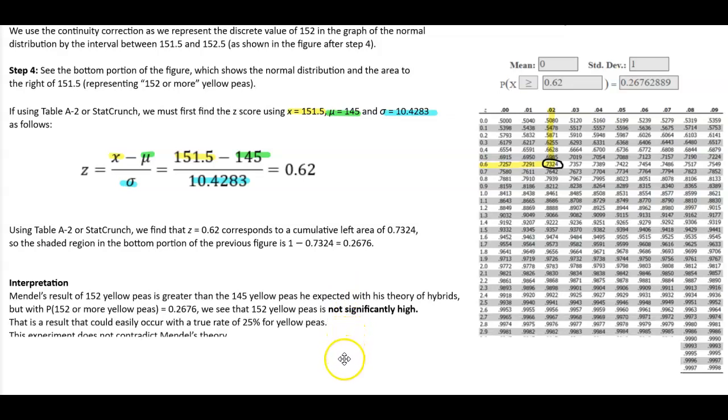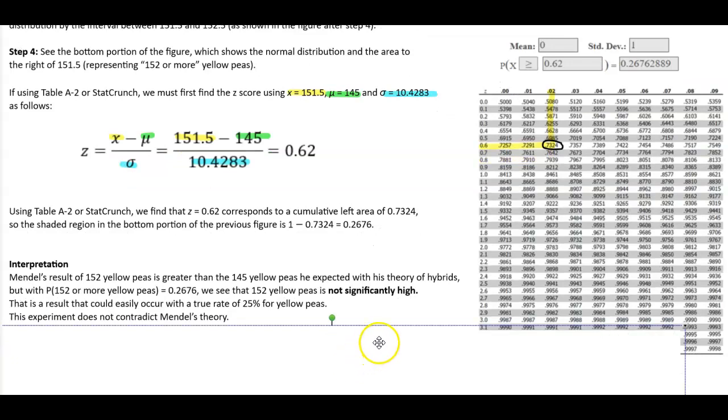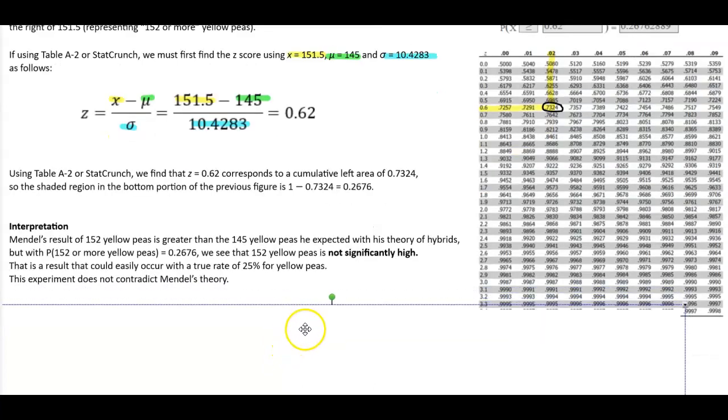For our interpretation, we would say that Mendel's result of 152 yellow peas is greater than the 145 yellow peas he expected with his theory of hybrids. But the probability of 152 or more yellow peas is 0.2676. So 152 yellow peas is not significantly high. That is a result that could easily occur with a true rate of 25% for yellow peas. So this experiment does not contradict Mendel's theory.